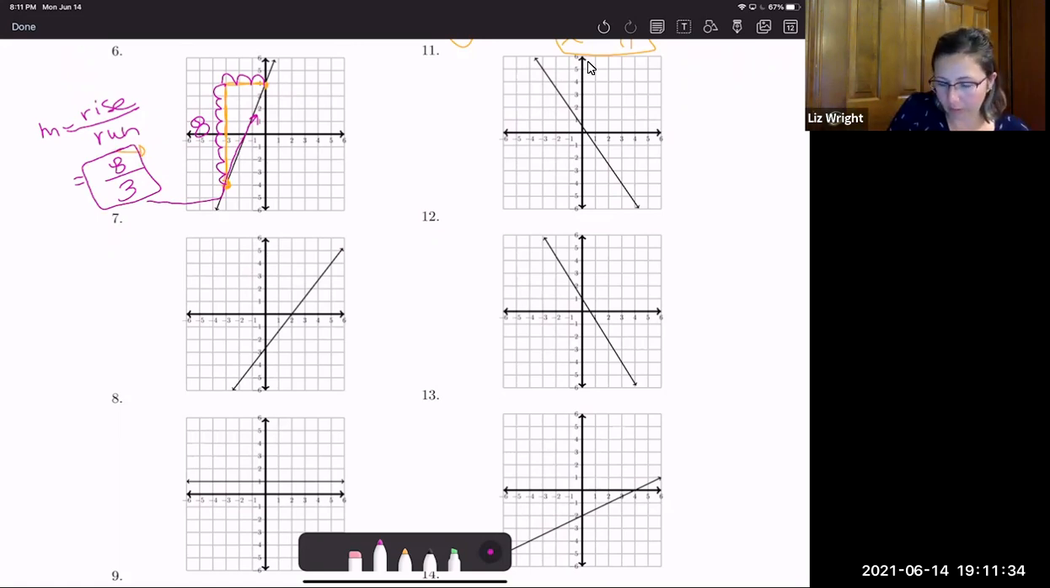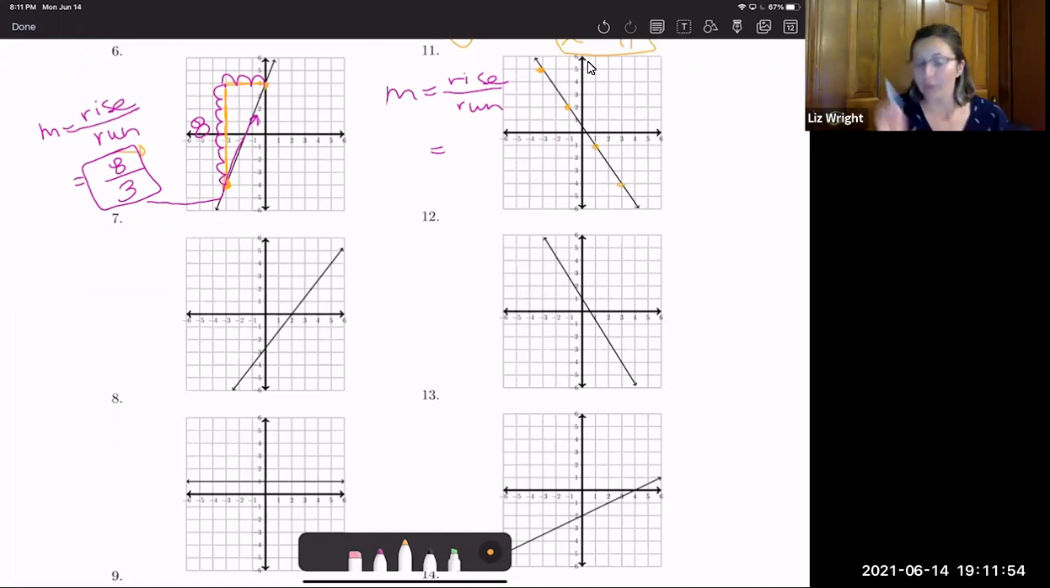Let's try this one. So we're doing m equals rise over run. Find 2 good crossing points, 2 good lattice points. I'm seeing one right here. Where might another one be? There's another one here. Looks like another one right here and another one here. So you could pick any 2. Like you could have maybe picked this one and this one. And let's draw our triangle between it.